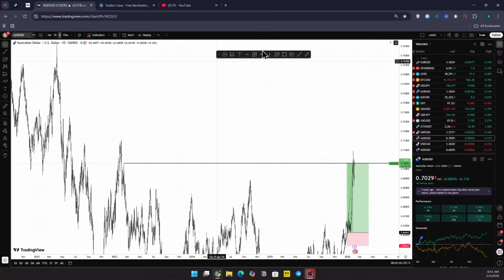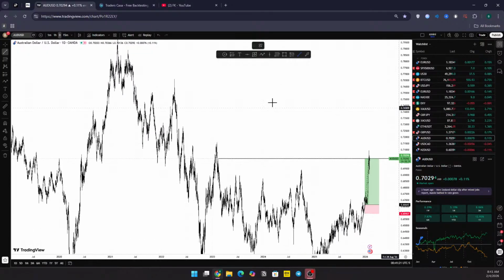Another liquidity would be somewhere right there, guys, right there. Let's just see. Yeah, I would say that there is still a lot of liquidity somewhere right there. Let's see what's going to happen.